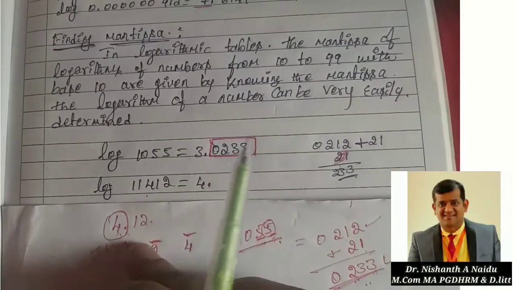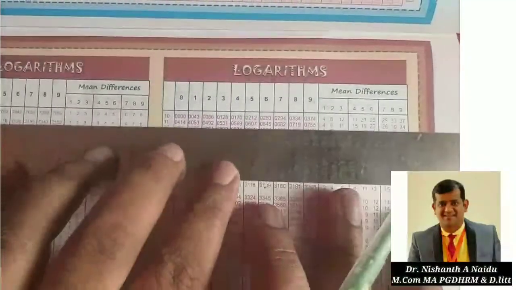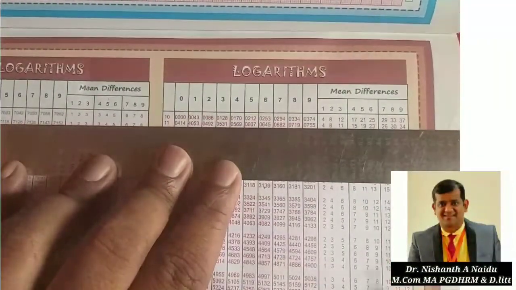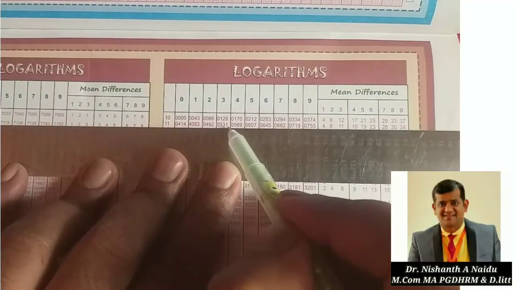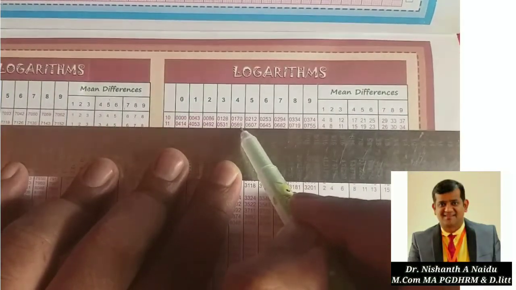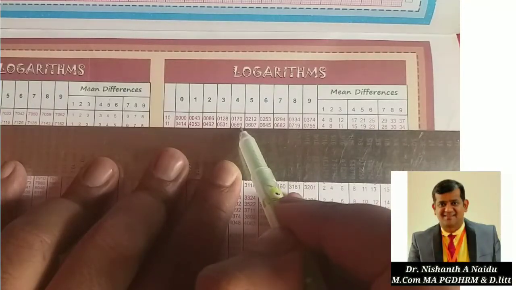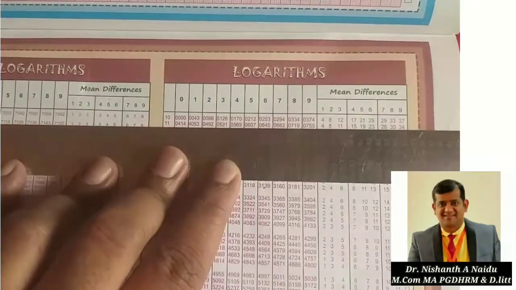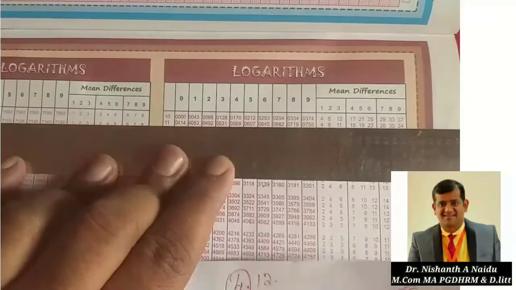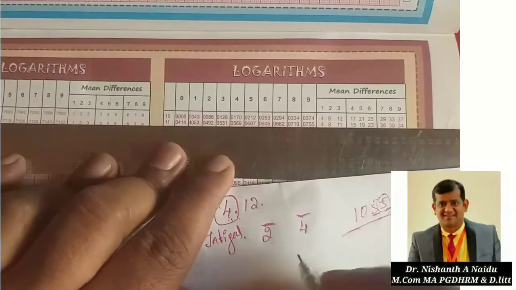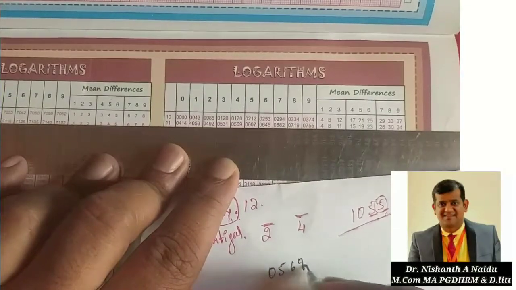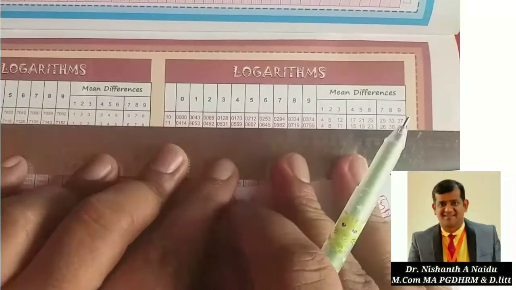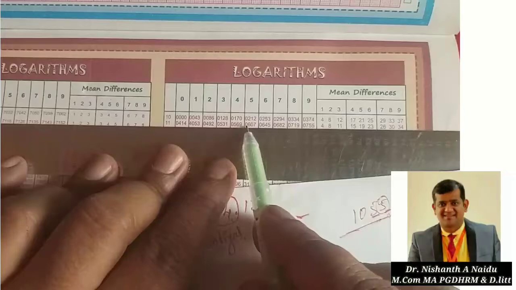So go to the log table. Go to the row of 11, 412, correct. In the row of 11, go to the 4. 0, 5, 6, 9. How much? 0, 5, 6, 9. So I'm copying that here. 0, 5, 6, 9. So what number? 11, 4.